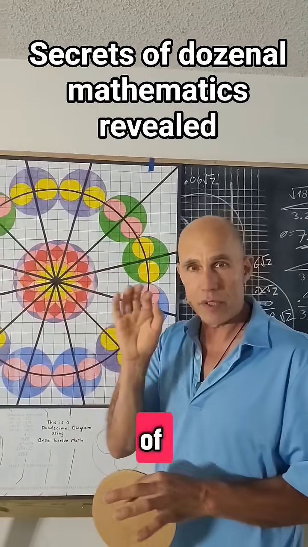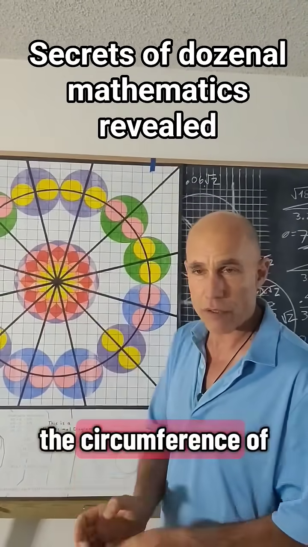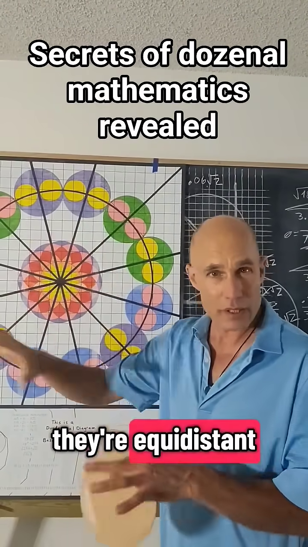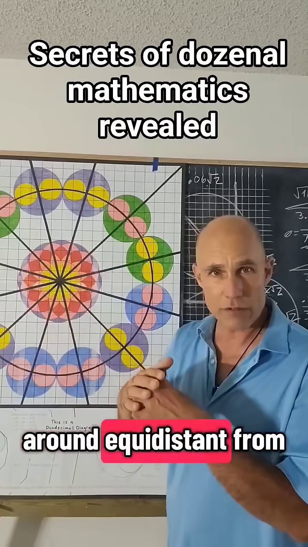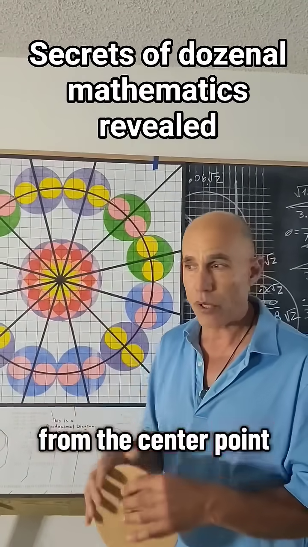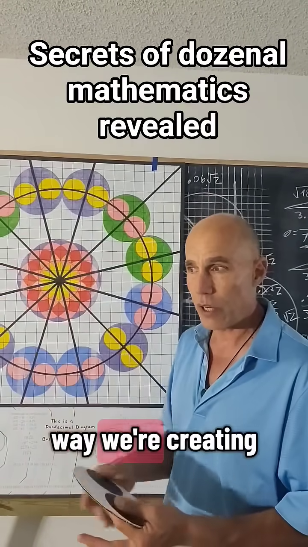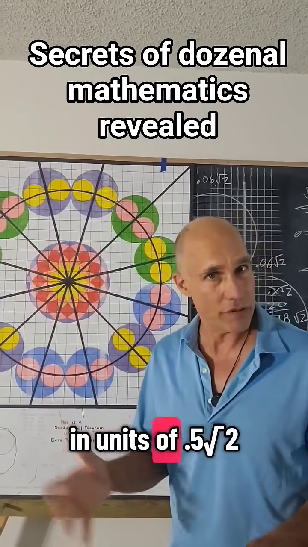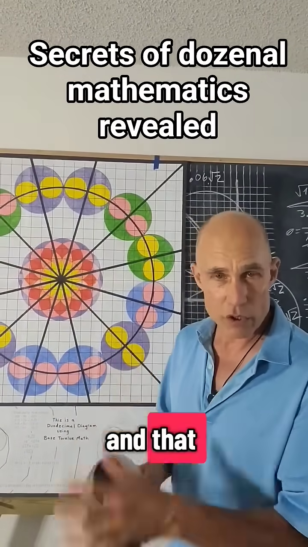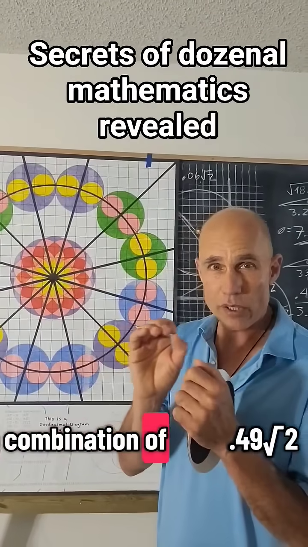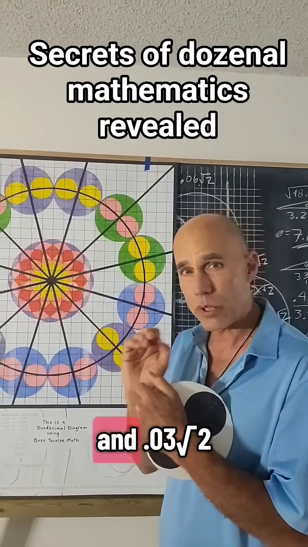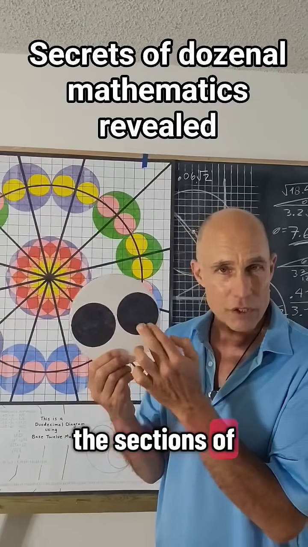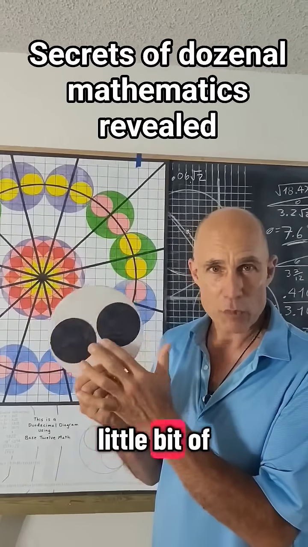The idea of dimensionless points on the circumference of a circle, but now we're able to create a space between them so that they're equidistant all the way around, equidistant from each other and from the center point. And in this way, we're creating sort of discrete lengths, and they're built in units of 0.5 root 2. And that 0.5 root 2 is a combination of 0.49 root 2 and 0.03 root 2. So we're combining the sections of the solid line with a little bit of space between them.